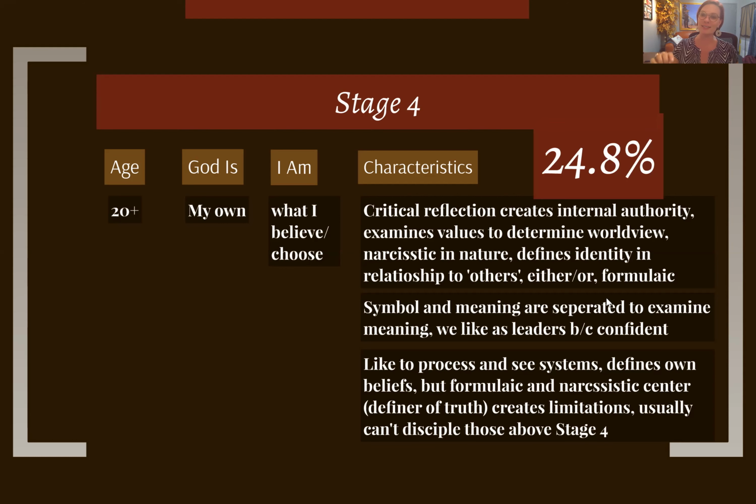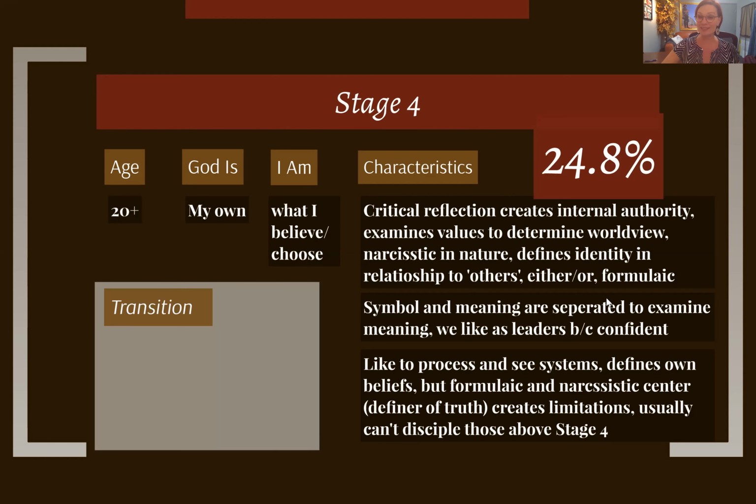24.8% of the population is here. So between the two, we're looking at about 75% of the adult population. We'll look at the transition next week and how you can lose your faith here and how people can get stalled out here. But only 25% of the population even begins to leave this stage.